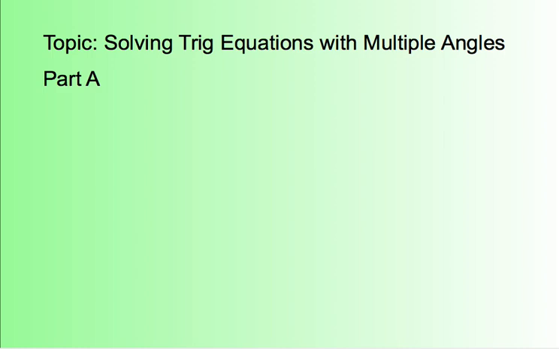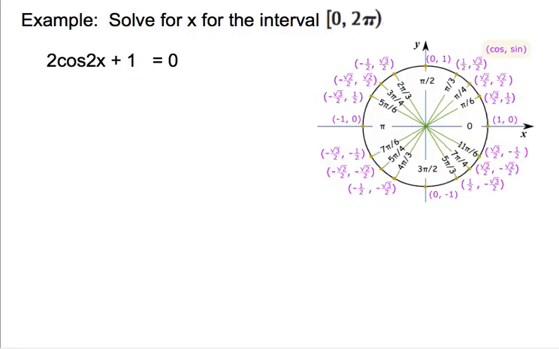This is the first part of solving trig equations with multiple angles. So here's our first example. We want to solve this equation for x for the interval 0 to 2 pi.